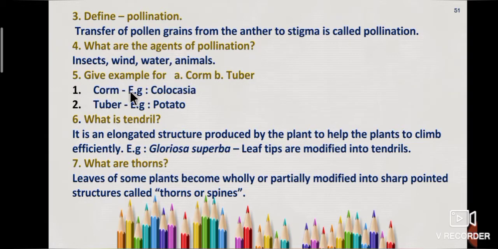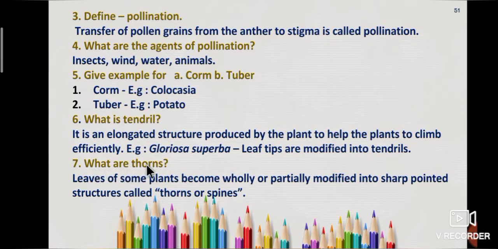For corm, example is colocasia. For tuber, example is potato. Sixth one, what is tendril? It is an elongated structure produced by the plant to help the plants to climb efficiently. Example, Gloriosa superba. That is, leaf tips are modified into tendrils.